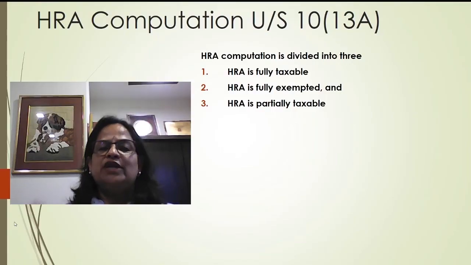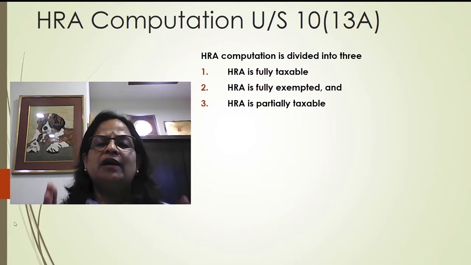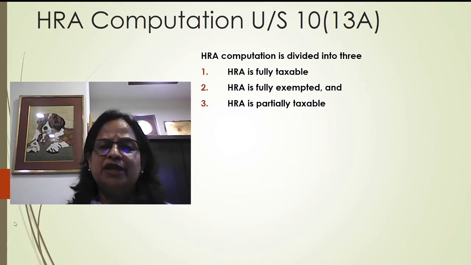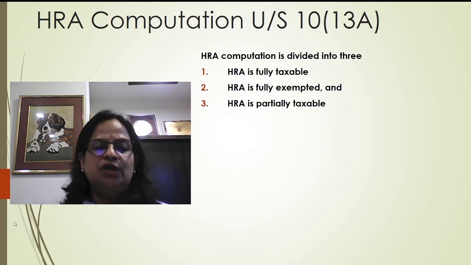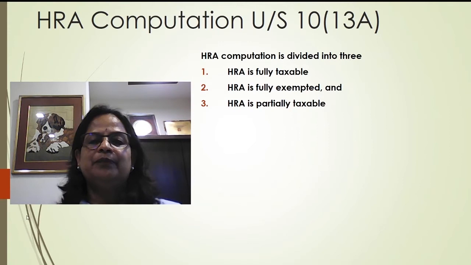So I'm going to explain computation of house rent allowance with the help of a PowerPoint presentation, for theory and for the problems. As I told you, for house rent allowance computation the section is important: 10, 13A. You have to remember the section. House rent allowance computation is divided into 3. I already mentioned: house rent allowance is fully taxable, house rent allowance is fully exempted, and house rent allowance is partially taxable. So this is what we are going to explain.